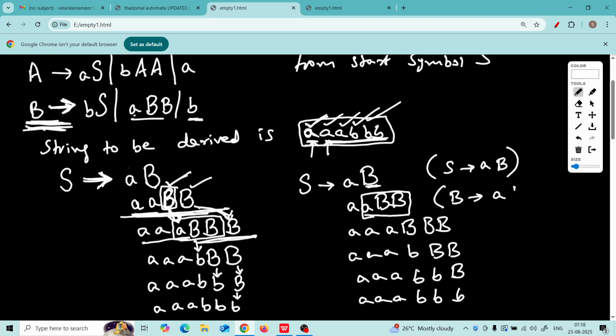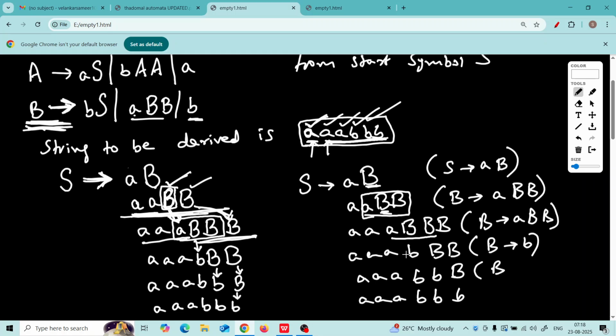So B gives ABB. Then which production have you used here? Come on, again this B. This B was substituted with ABB. B derives ABB, correct? Then which derivation have you used here? B gives b. Here B gives b. Here again B gives b. That's it. This is the leftmost derivation for the string AAA for our grammar. Got it?